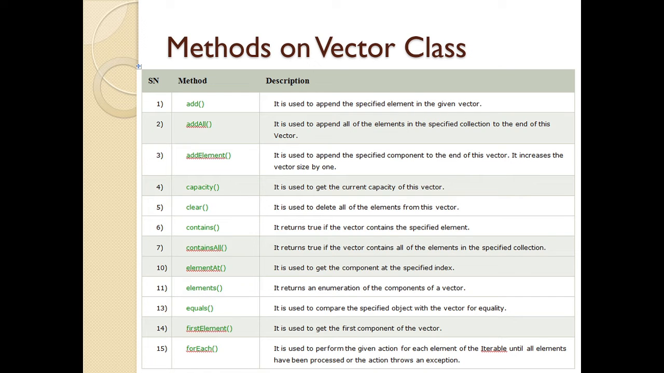Now coming back to the methods. What methods can we use on the vector class? We have already seen the methods of array list and linked list, and similar methods are available here. Apart from that, we have some additional methods in the vector class.